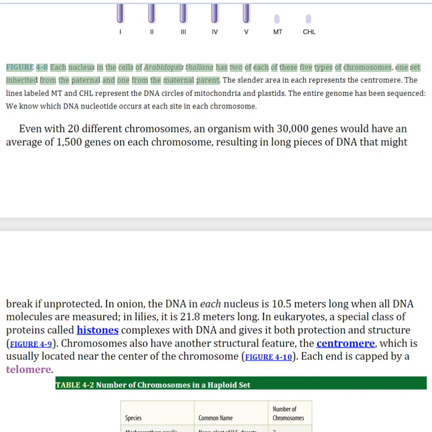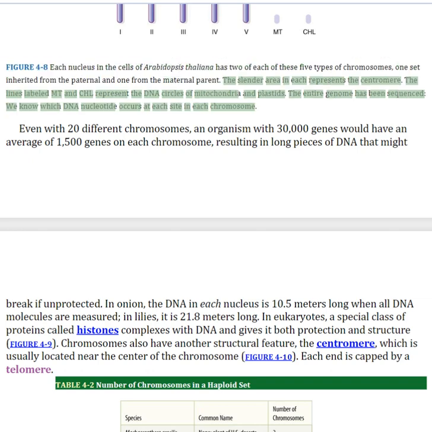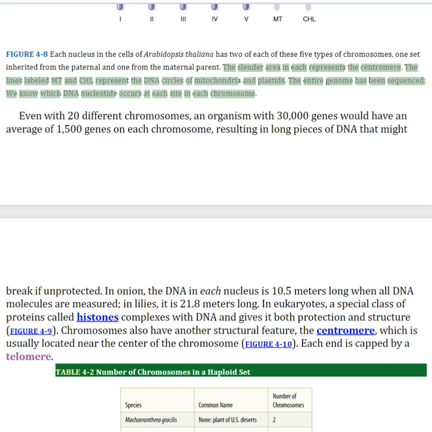types of chromosomes, one set inherited from the paternal and one from the maternal parent. The slender area in each represents the centromere. The lines labeled MT and CHL represent the DNA circles of mitochondria and plastids. The entire genome has been sequenced. We know which DNA nucleotide occurs at each site in each chromosome.